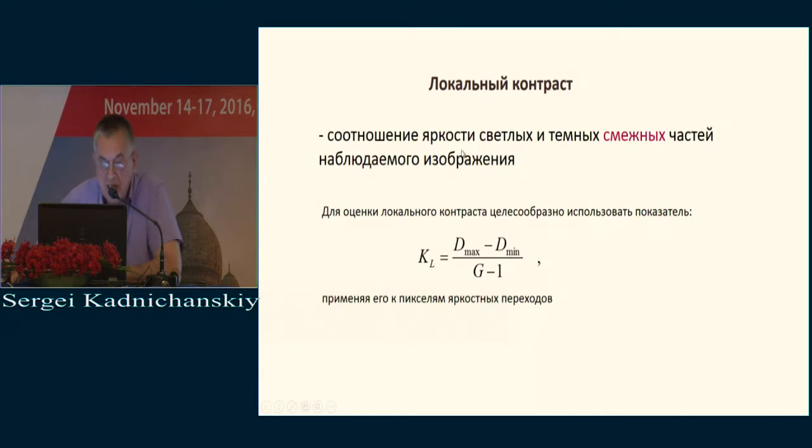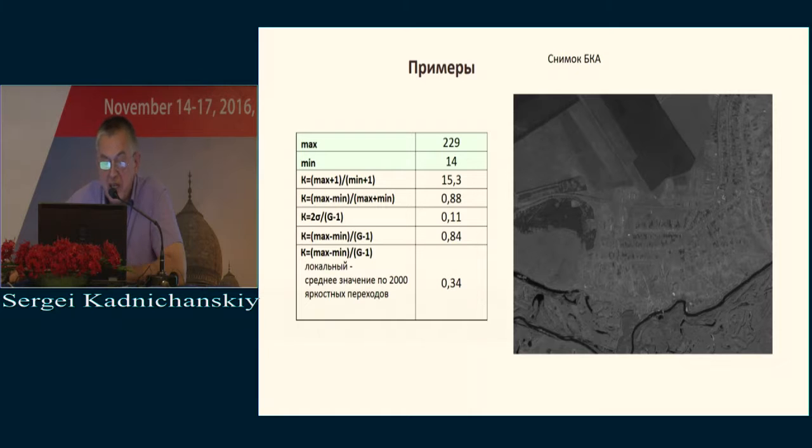Let us also introduce another definition of local contrast. This is the ratio of light and dark parts of neighboring objects. To assess this localized contrast, it would be more logical to use such a formula out of the ones that we discussed already. And it can be applied to the brightness transition pixels at the borderline of dark and light objects.